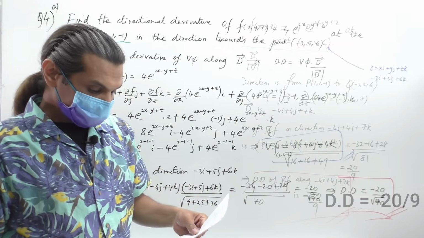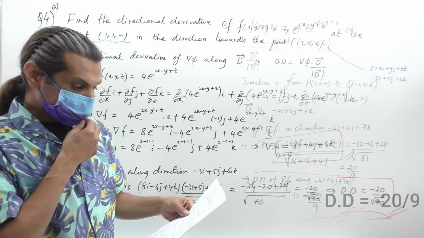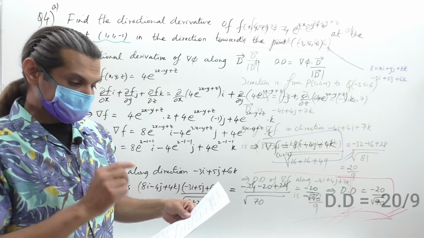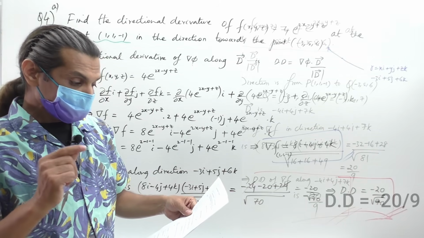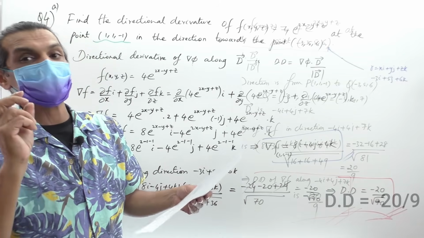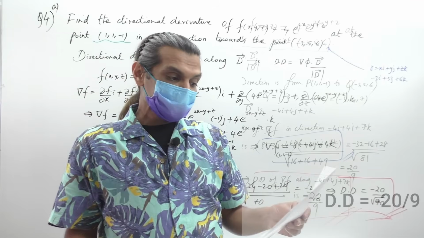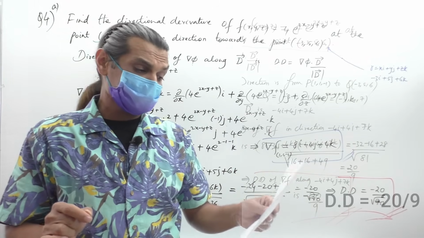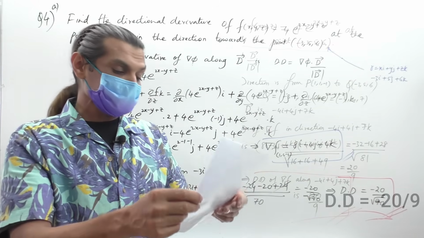Fine. Now the next one is question number 5a. This is a very, very important and most frequently asked question in linear algebra relating to consistency of the system of equation. The problem is question number 6a.